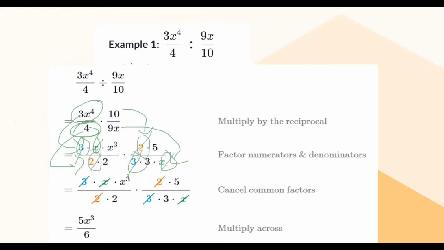So whatever you are left with, which is what I have in here, you multiply across. 5 times x to the third gives me 5x to the third, and 3 times 2 gives me 6, and that is my final answer because it cannot be factored any further. Any questions so far? No? I'll take that as a no.